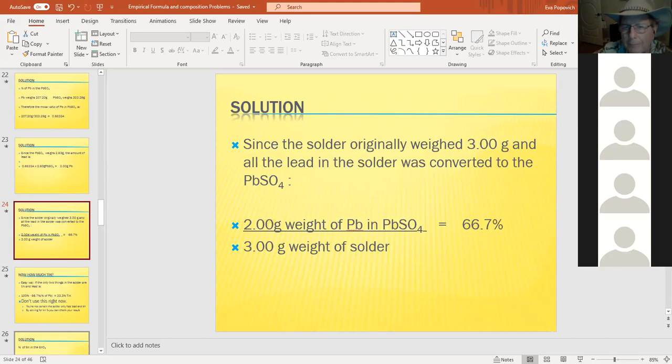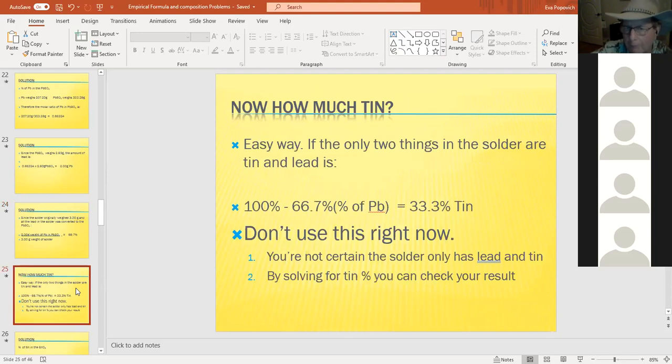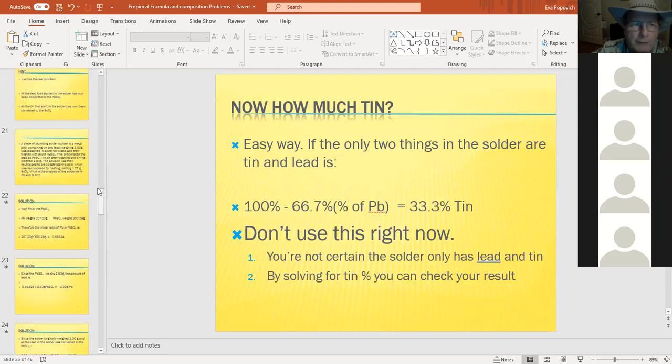Is there just tin and lead in the solder? Ah, you don't know that, do you? No. So you could just say, okay, well, if there's only tin and lead in there, then it's got to be 33.3%. But you don't know that for sure. The only way you can check for sure is to use the other information that you were given.